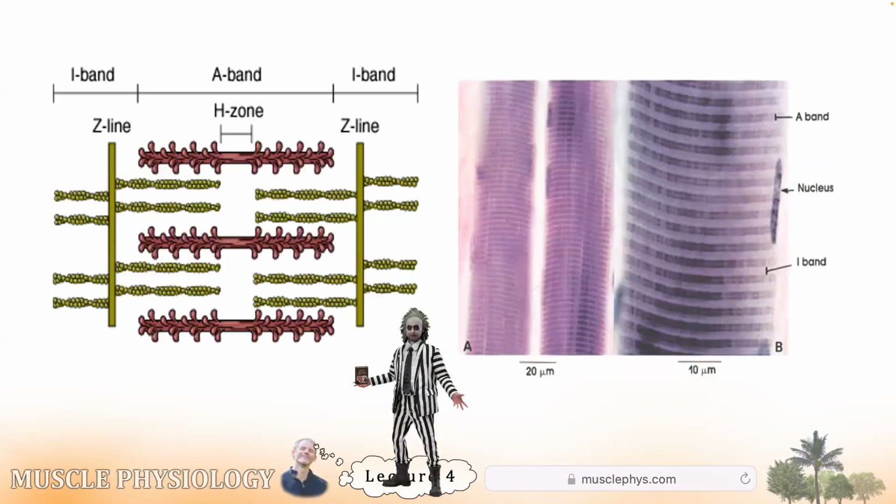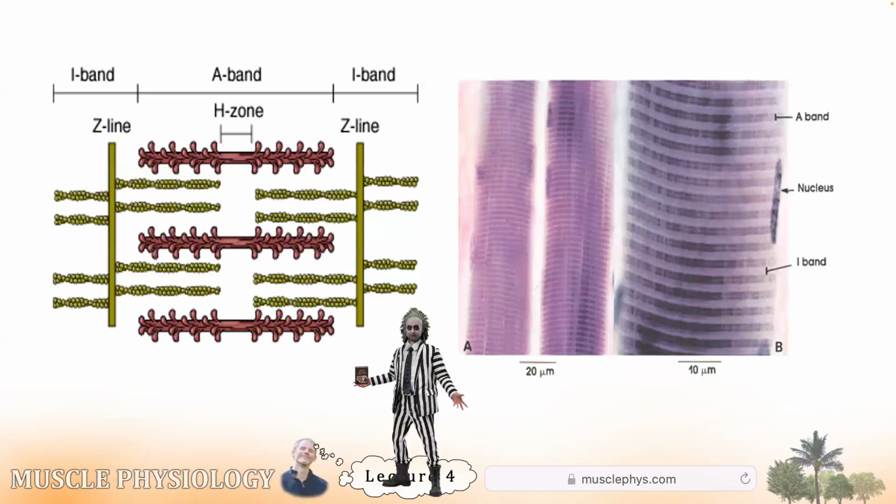But let's start with the structure of a myofibril. Remember, a myofibril is a string of sarcomeres. We talked about this in lecture 3, but there's a bit more to chat about. Under a microscope, you'll see what looks like Beetlejuice sleeves, these alternating light and dark bands.